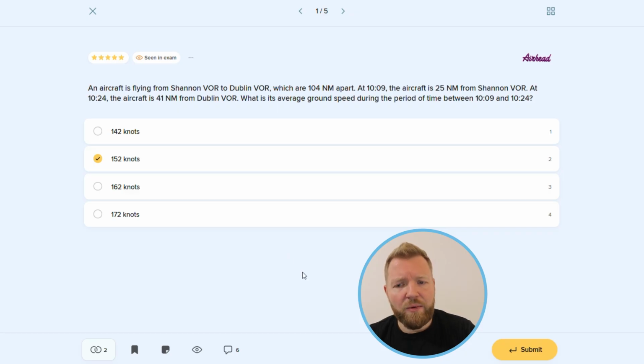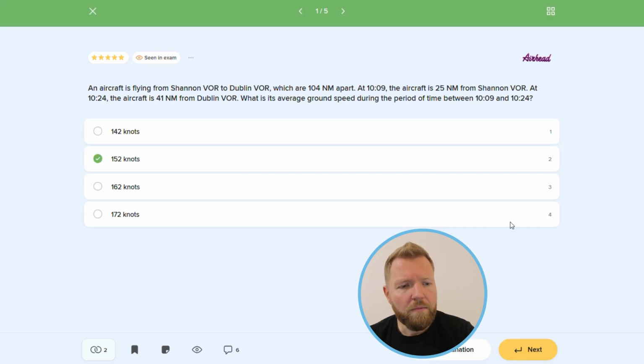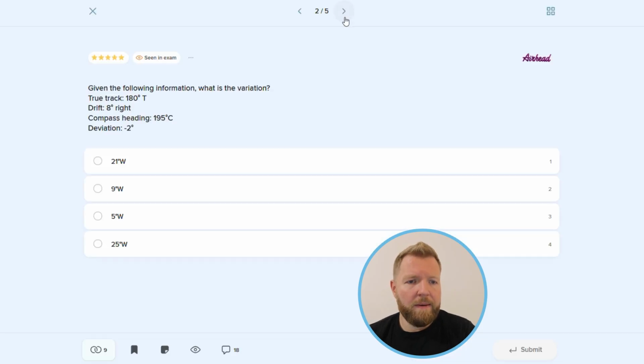Having a distance and time, we could also solve these questions by finding a speed factor. So a distance flown in 1 minute. Here, 38 nautical miles divided by 15 minutes would give us a speed factor of 2.53333 nautical mile per minute. Then we would have to multiply it by 60 to get the speed in knots. Alright, so correct answer is answer number 2, 152 knots. And we're going to question number 2.